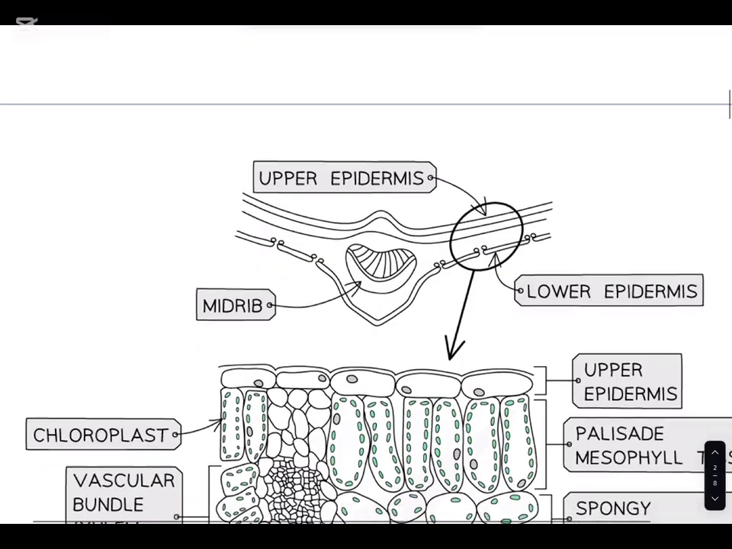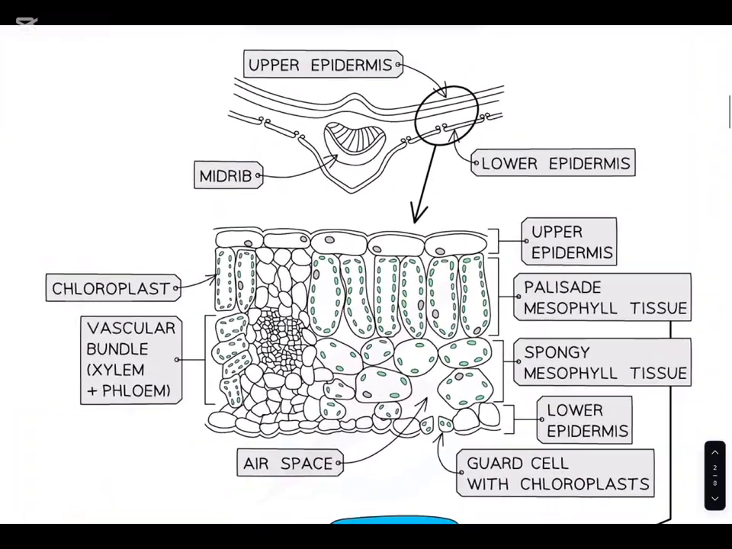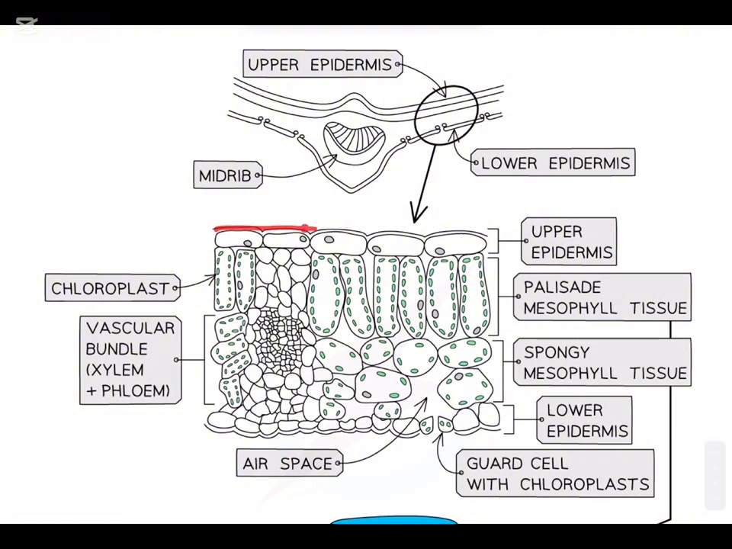Now to understand the structure of this leaf: here you see at the top we have this waxy cuticle. Here we have the upper epidermis, and every individual cell in it is an epidermal cell. We don't see any chloroplasts in them, so they are not photosynthesizing.